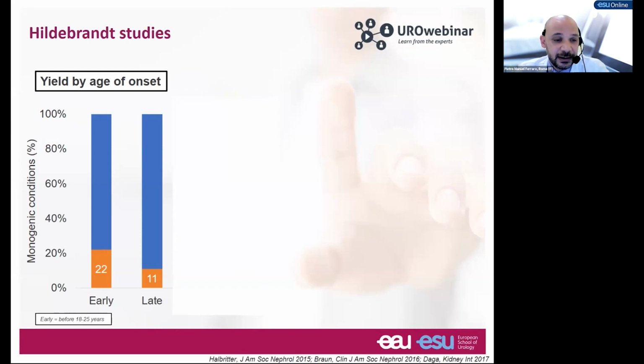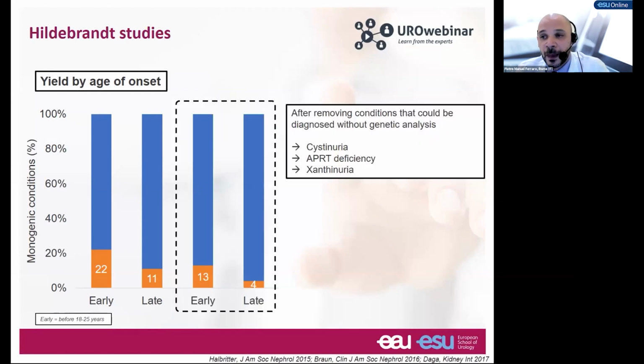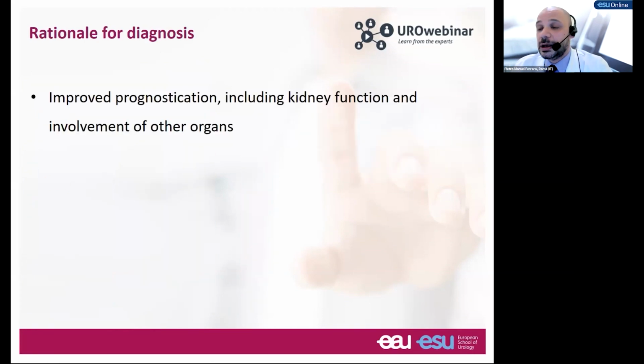You can see that, as expected, the yield of monogenic conditions in the late group, those with the age of onset greater than 18 to 25 years, was reduced, to 11%. And when we remove from these patients those with conditions that could potentially be diagnosed without genetic analysis, such as mainly cystinuria, because other conditions were not present in this group, the proportion goes down to 13% in early and 4% in late. So this is more or less the yield that we would expect by implementing genetics in our adult clinics. However, this doesn't mean that this shouldn't be sought.